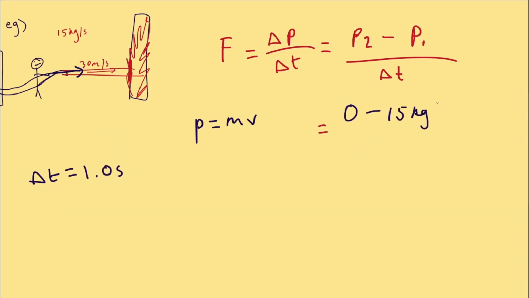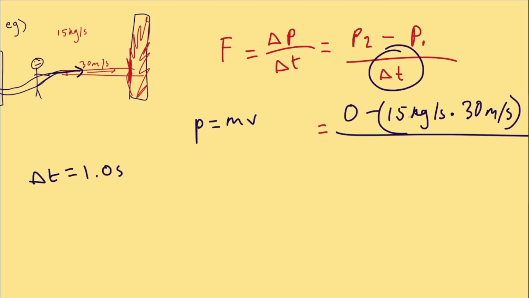15 kilos per second multiplied by the velocity, 30 meters per second, divided by our time interval, which is 1 second. And this is equal to 450 newtons when we neglect gravity. When we assume that the effects of gravity are negligible.